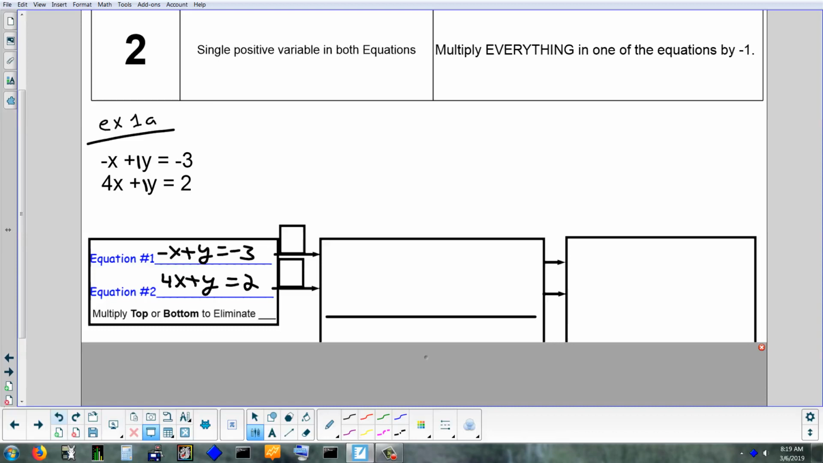Yeah, I like the top because when you do that, you're going to end up making a lot of other things positive, right? That's just what's going to happen. So I'm just going to draw these arrows so you remember to do it. Now, are we going to multiply anything in the bottom equation? Under the what to do, does it say to multiply in both equations or in one equation? Only one. So the other equation, you can just copy it over. 4x plus y equals 2.